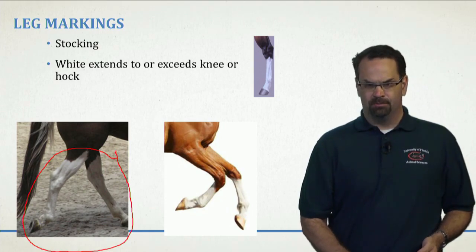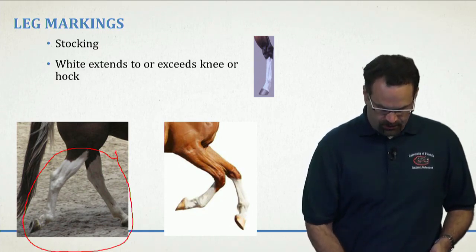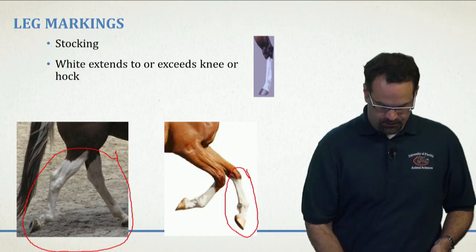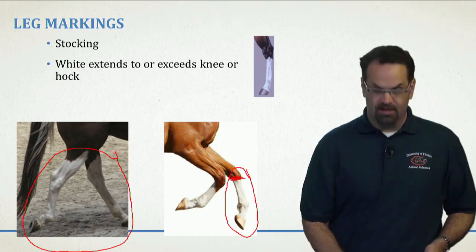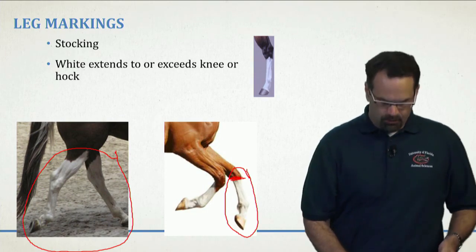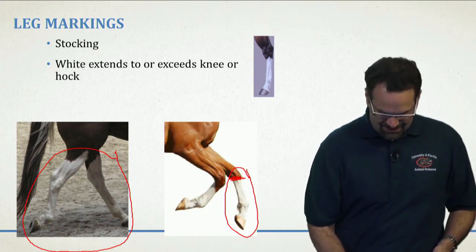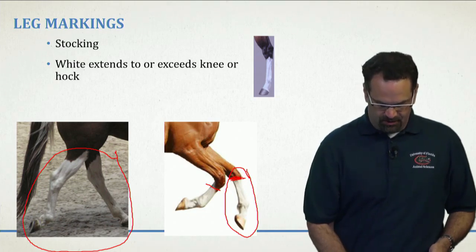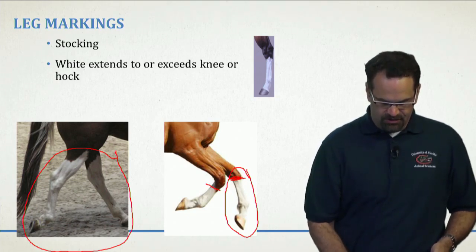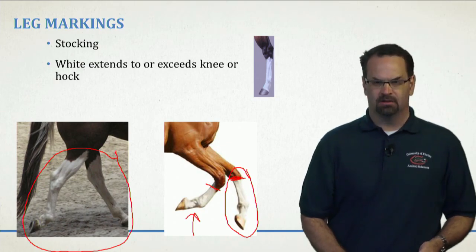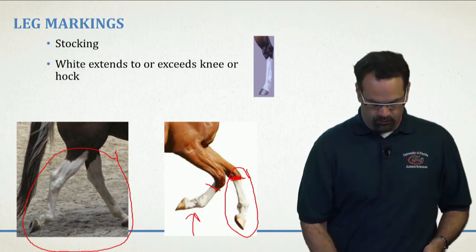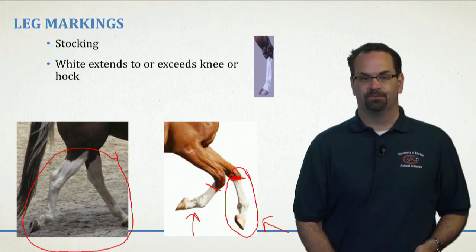Now this next one, you do have a stocking here. So here's the knees. That white is meeting the knees. But this one doesn't extend past the knees. Now there's a little bit of white here, but not quite. So this one we would probably still call a sock. And then this one we would call a stocking. Okay?